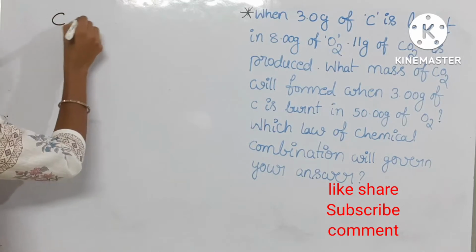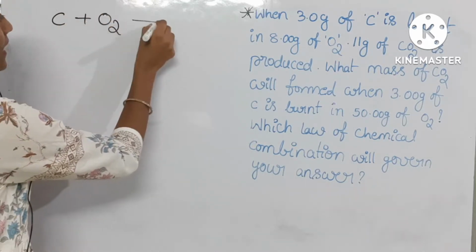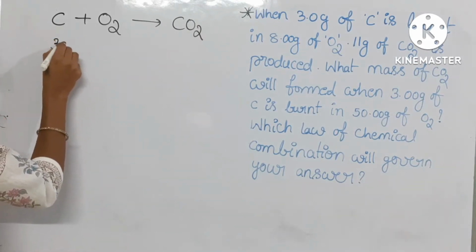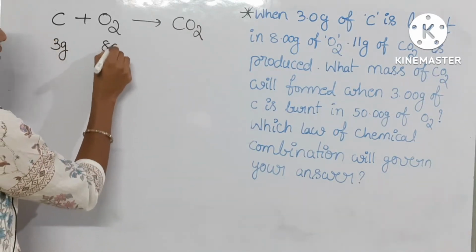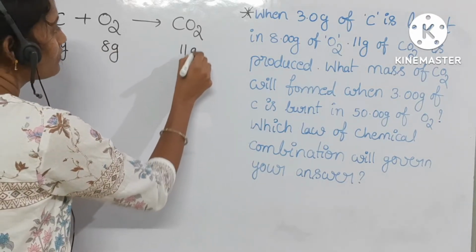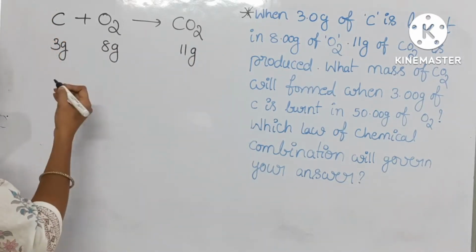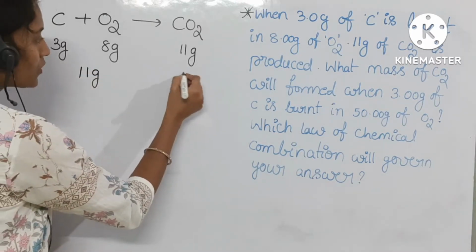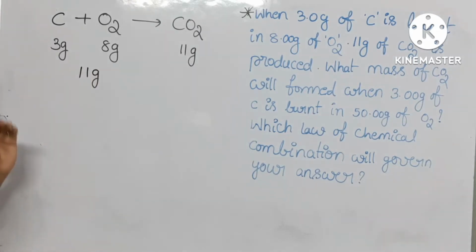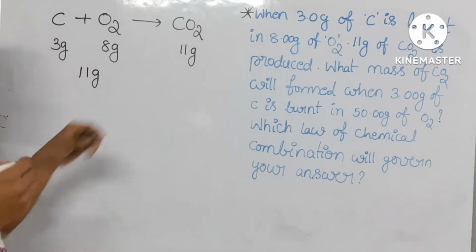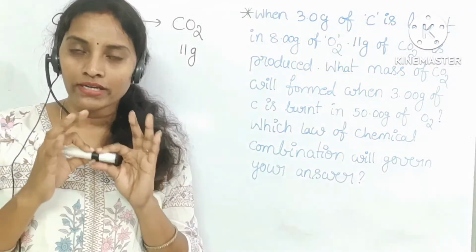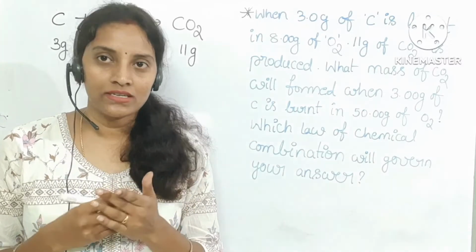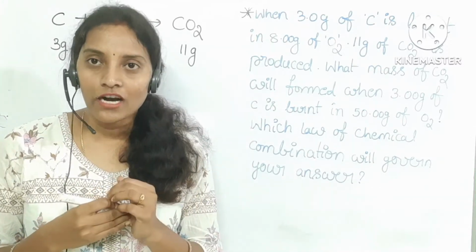See, carbon reacts with oxygen gas to form carbon dioxide. In the first condition, 3 grams of carbon reacting with 8 grams of oxygen will form 11 grams of carbon dioxide. Here the reactant side is 11 grams and the product side is also 11 grams. So by seeing this answer you can directly tell this condition represents the law of conservation of mass.